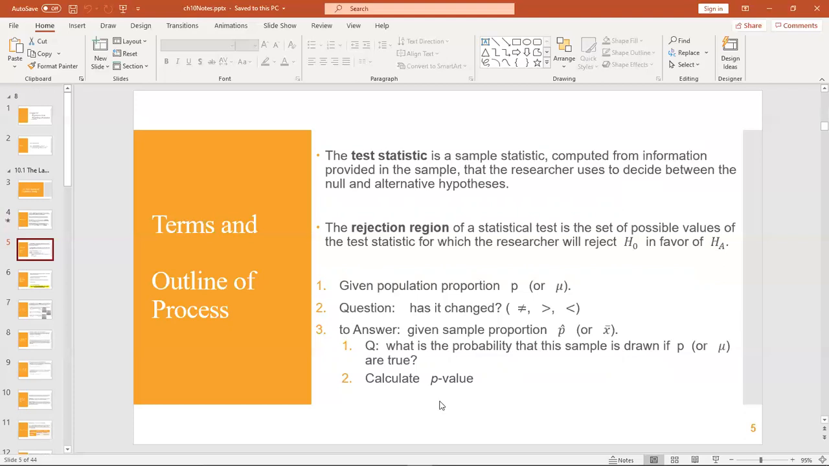So the general process is that you'll have some given population proportion or mean. The question will be, is it different in some way? Are they just not equal? Is one greater? Is one smaller? And then to answer, we're going to be given some sample proportion or a sample mean, and we're going to see what the probability is that the sample is drawn, assuming these things are true about the population.